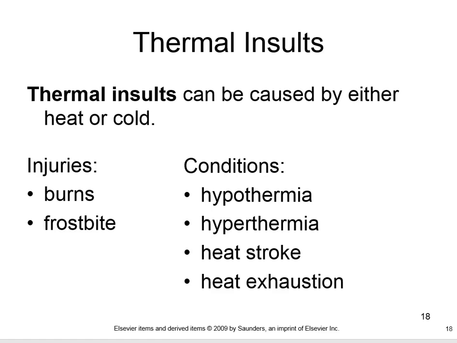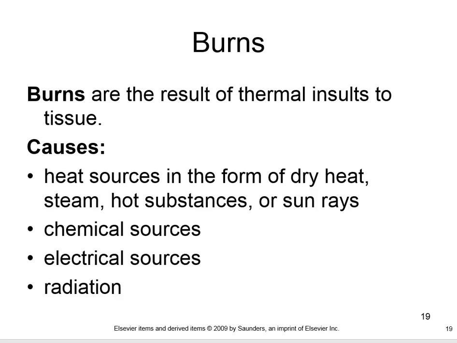Now we're going to talk about thermal insults. Thermal insults can be caused by either heat or cold. Injuries, burns or frostbite, and conditions are hypothermia, hyperthermia, heat stroke, or heat exhaustion. Burns are the result of thermal insults to tissues. Causes: heat sources in the form of dry heat, steam, hot substances, or sun rays. Chemical sources, electrical sources, irradiation. The depth and thickness of the burn must be assessed to determine the amount of nerve damage.